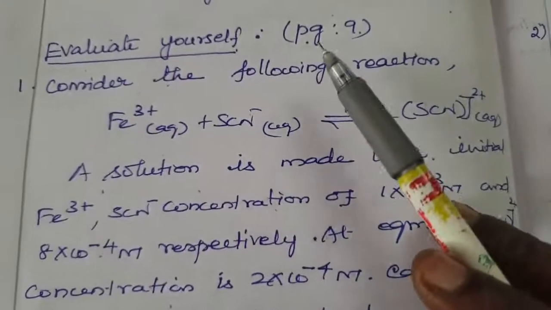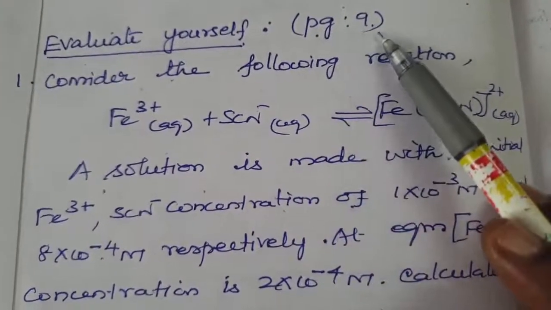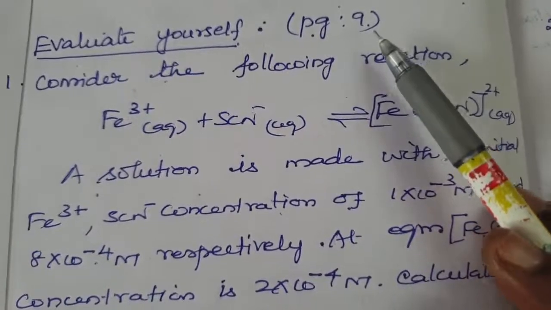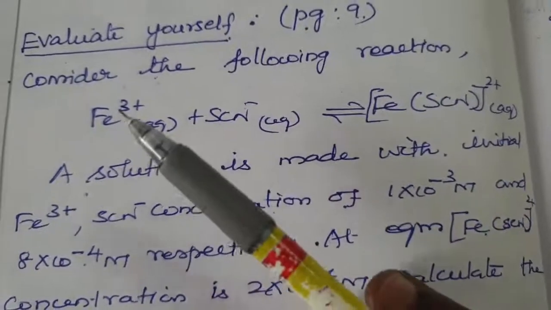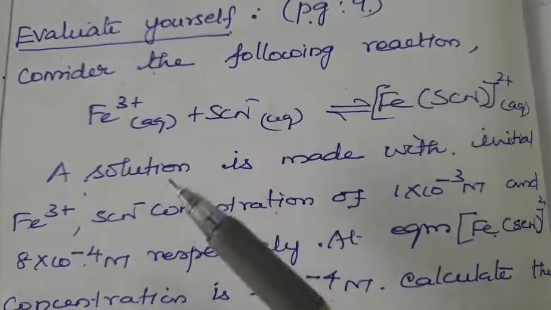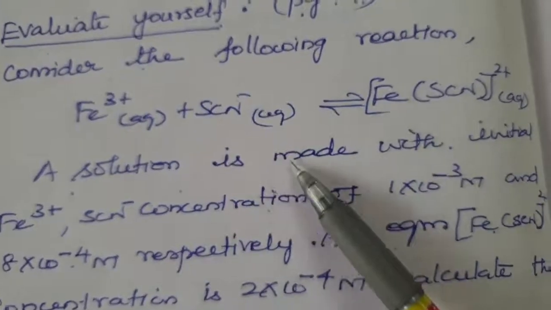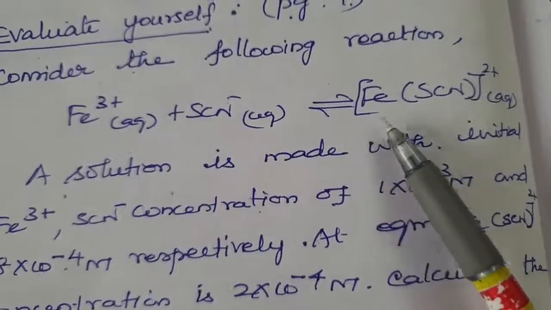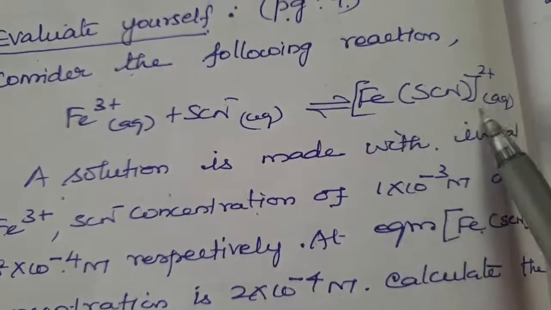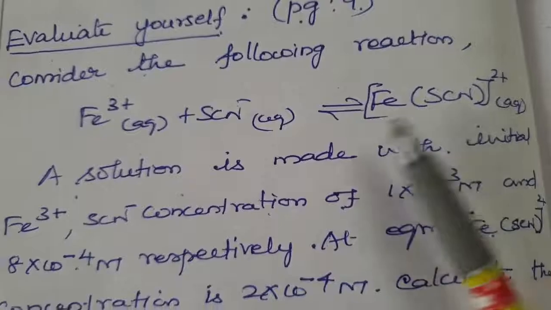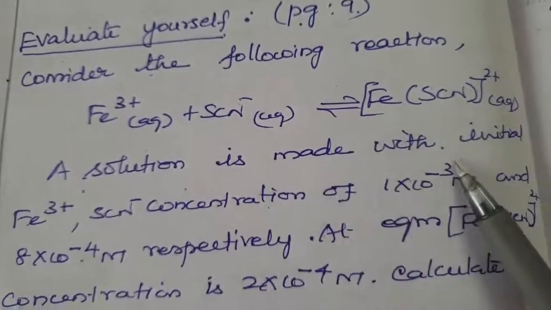Evaluate yourself. 1. Given in page number 9, from the lesson Physical and Chemical Equilibrium. Consider the following reaction: Fe3+ and SCN-, both in aqueous condition, form in an equilibrium reaction Fe(SCN)2+. Okay.